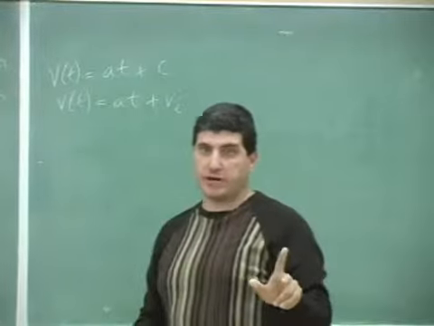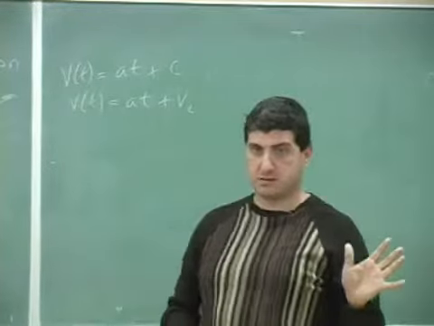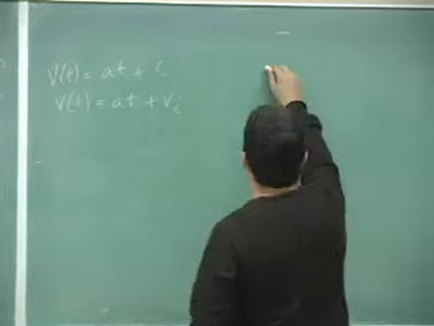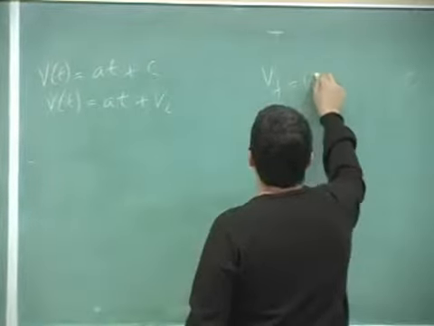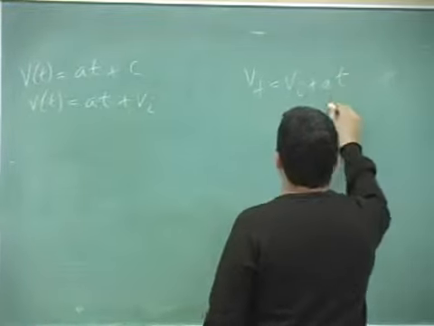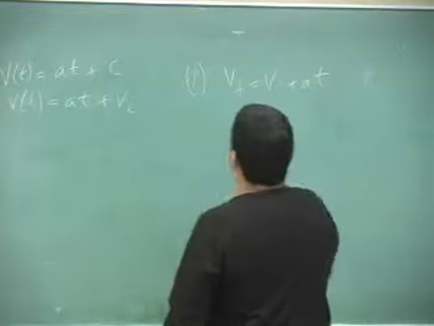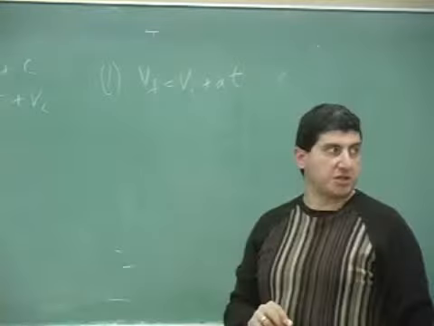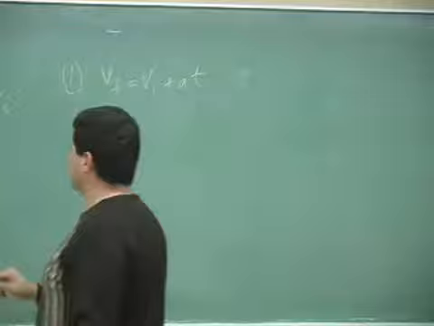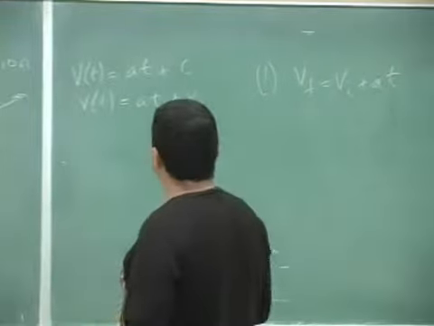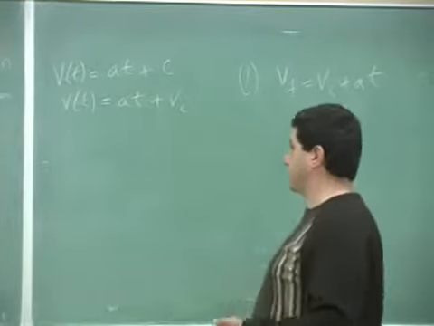This is only true, mind you, if A is constant. This is usually written as V final is V initial plus AT. So this is the first equation of linear kinematics. Okay. Then we're going to do the next equation.